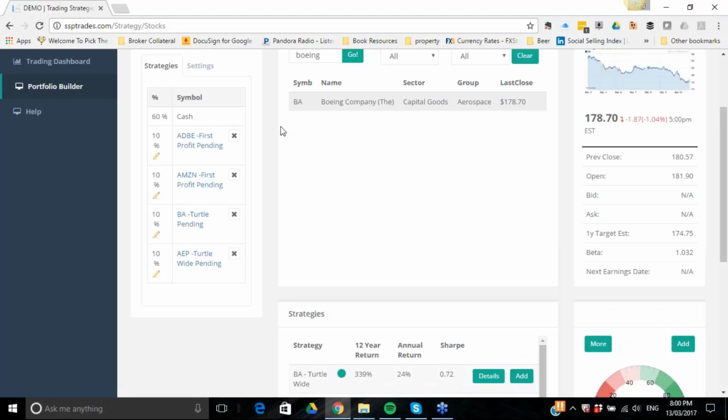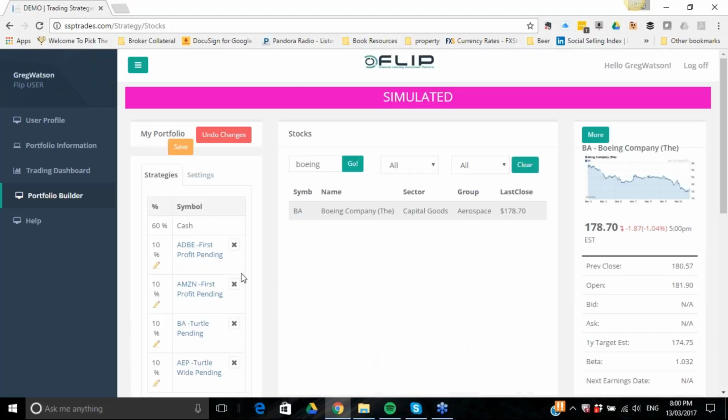So I'm going to come back over here to the portfolio builder. We've got 60% in cash. We've got 10% in each of these. I'm going to change this just so that we're still keeping some cash, but we're going to put 20% in each. Oh, it didn't change it. That's a bit rude, isn't it? It's 20% in each stock under these strategies.